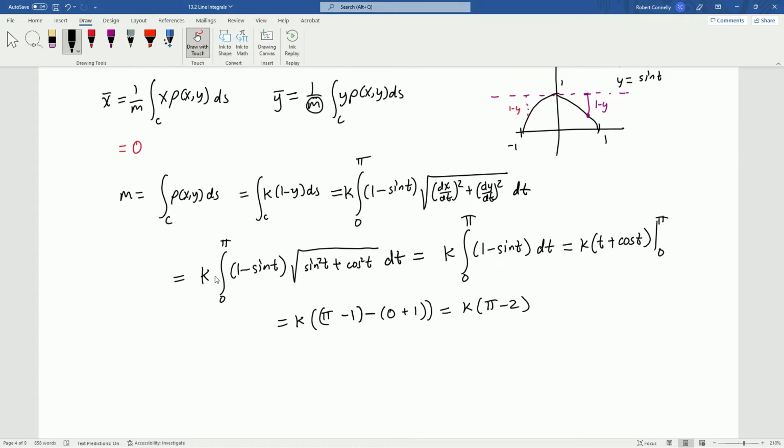Okay, so now to find y bar, we just need 1 over that mass times the integral of y times our rho function, which was k times 1 minus y, ds. And we can cancel the k here, which will make things a little bit easier. And we can also rewrite this as the integral over c of y minus y squared ds.